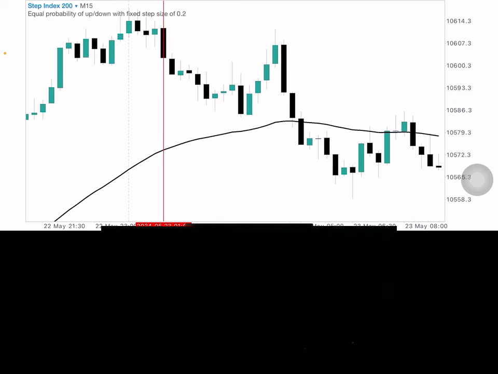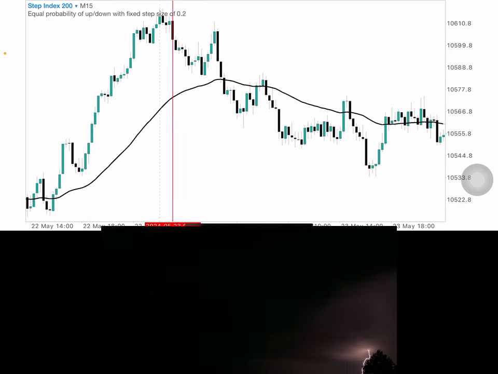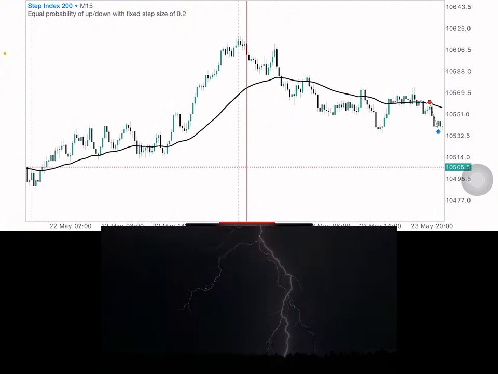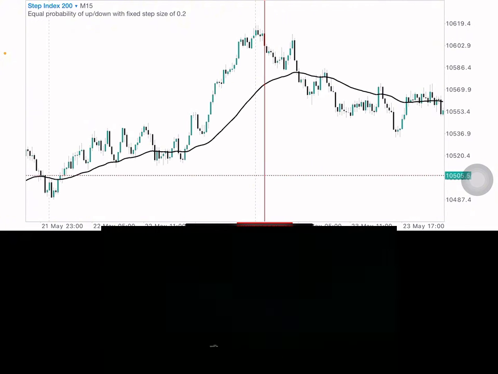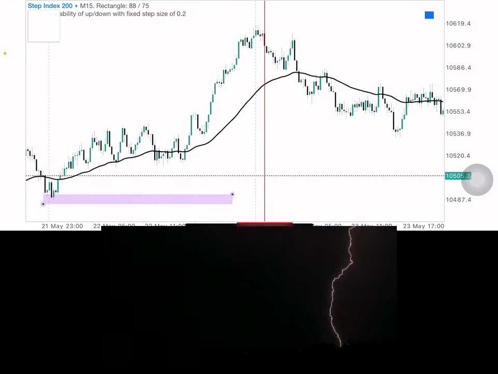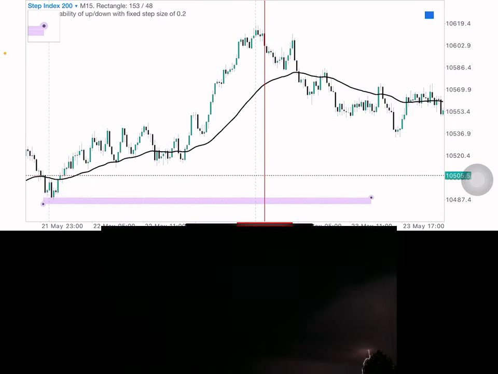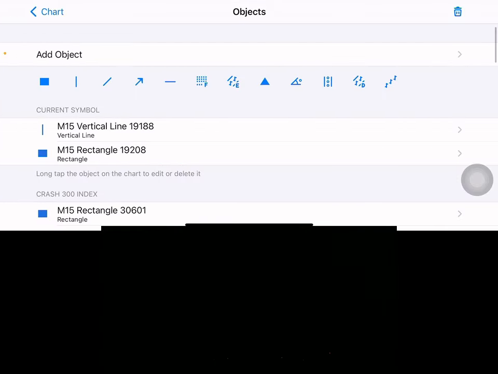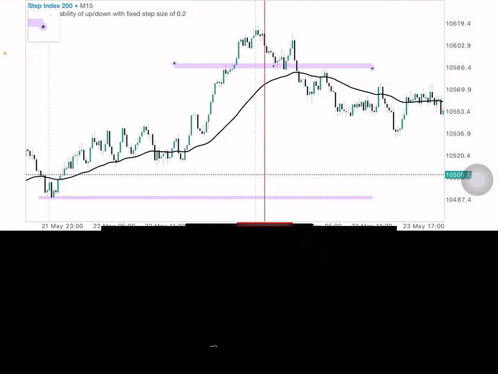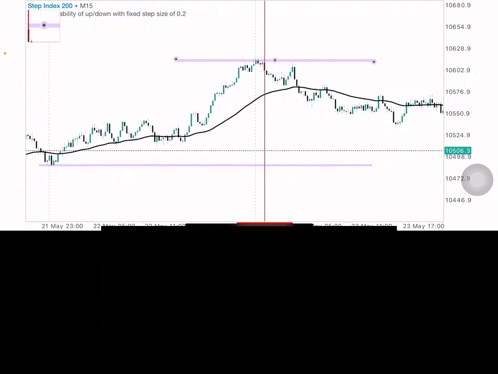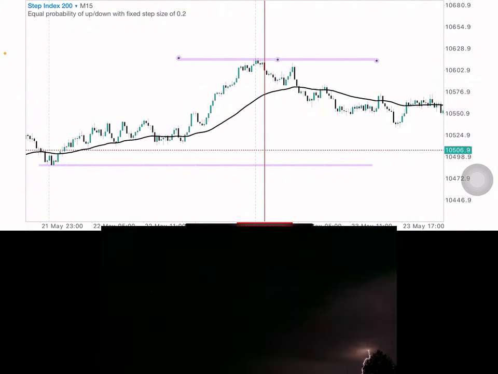Okay, so what you're going to do, being on this 1 a.m. candle, you want to mark first of all the levels, the highs and lows of the previous day. You mark the previous day low like this, and then mark the previous day high. This is the previous day high. That's what you're going to do.